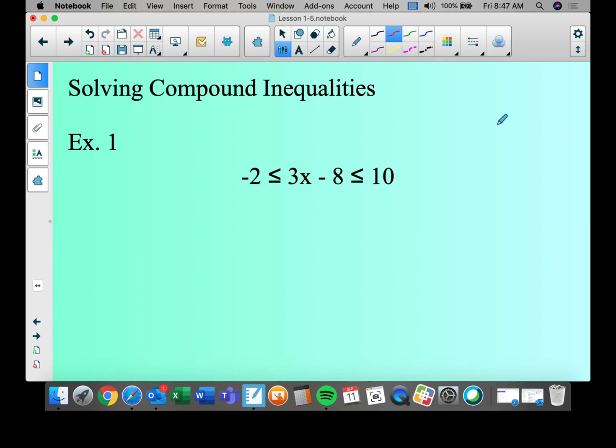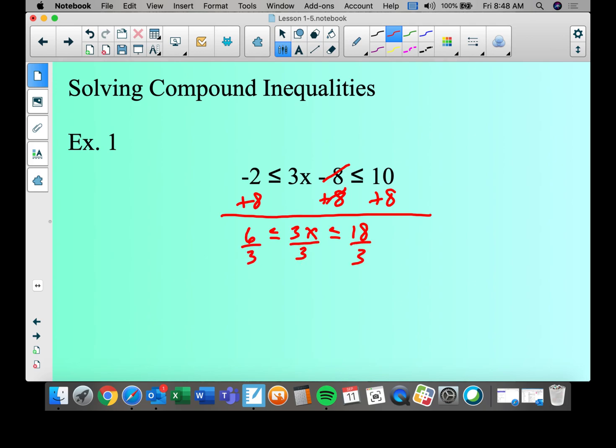If I'm going to solve for x, I'm going to just do this all in one step, meaning I need to get rid of that -8, so I'm going to add it over to the other side. And in this case, I'm going to add it into all three spots. Those cancel. I end up with a +6 here, less than or equal to 3x, less than or equal to 18. And now I can divide everything by 3. Okay. Notice I don't need to switch any inequality signs because I'm dividing by a positive number and not a negative. So we end up with 2 less than or equal to x, less than or equal to 6. There is your solution. There's the inequality solution.